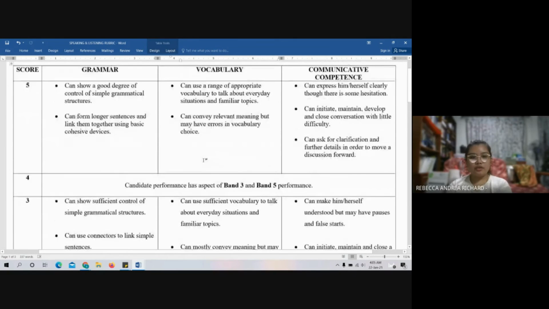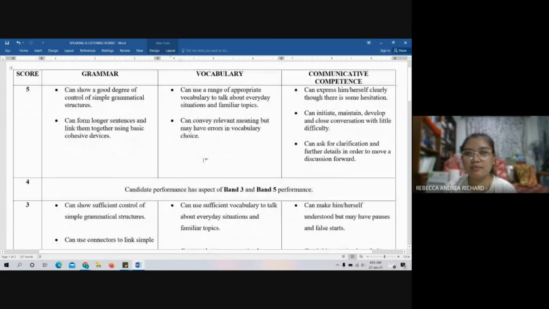Okay. All right. So band 4 is similar to band 2, where the students' performance has more of band 3 and less of band 5 performance. So that is how we will evaluate their speaking test, where they will get band 4. All right, band 5 will be explained by Belle.